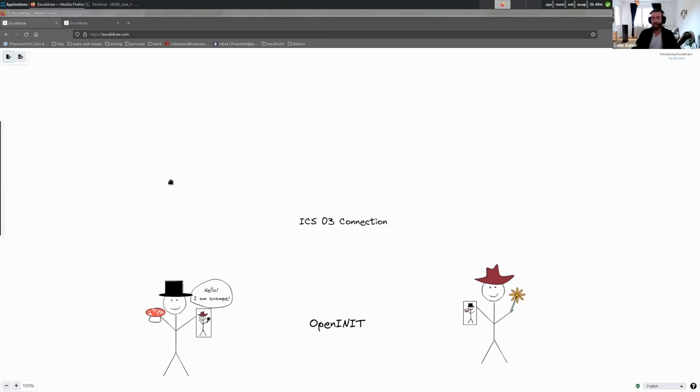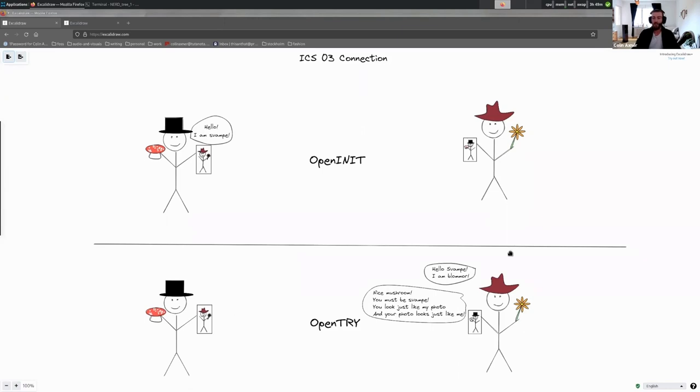Then we move to the next step, which is a response from the person being spoken to. Here they also announce themselves and say that they are Blumor. And they respond back with some of the information about Swampe. Here we can see that Blumor thinks Swampe has a nice mushroom, which indeed Swampe does. And we know it must be Swampe because the photo that Blumor is holding looks exactly like Swampe. We have the top hat, we have the mushroom, so it's got to be an identical match. The other interesting part is that Swampe is also holding a photo that looks just like Blumor. We have the little flower in the hand and we have the hat.